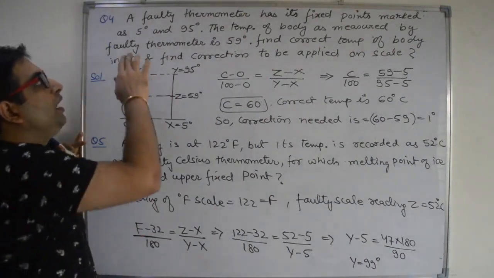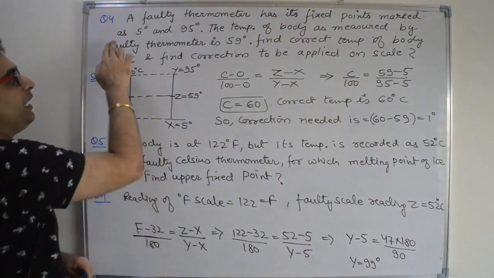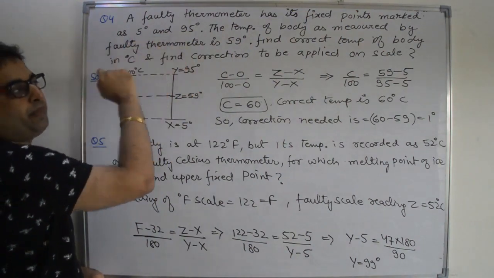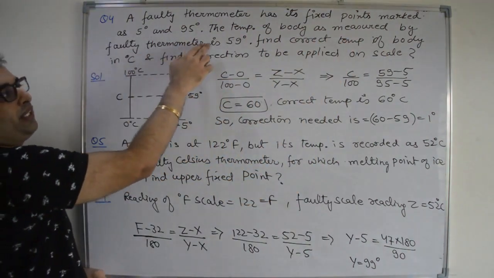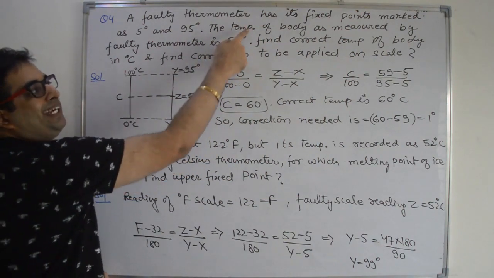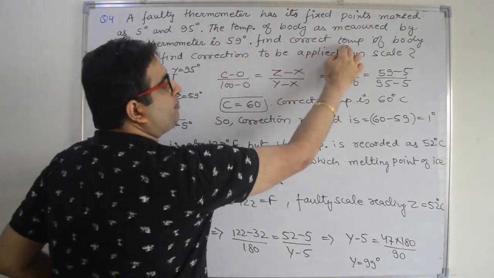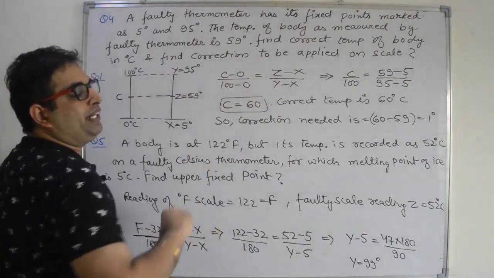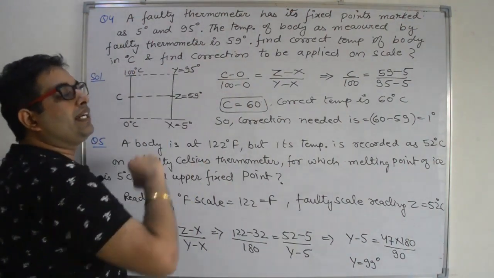Fourth problem. A faulty thermometer has its fixed points marked as 5 degree and 95 degree. So this is lower fixed point, this is upper fixed point. The temperature of the body as measured by the faulty thermometer is 59. So this is not the correct temperature of the body, but the reading of the faulty thermometer is 59 degree. Find the correct temperature of the body in degree Celsius and find out the correction applied to the scale. We have to find out the correction also, and we have to find out the correct temperature of the body also.